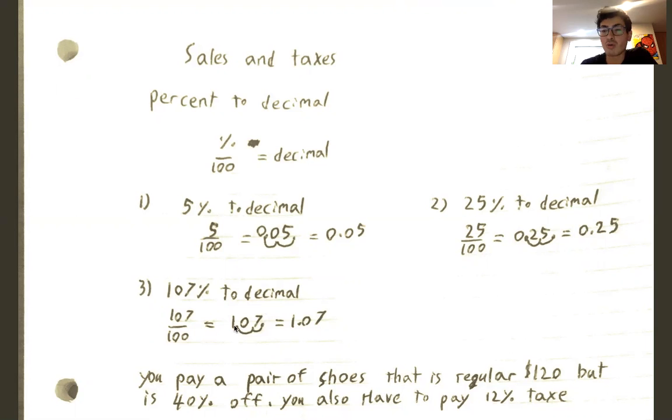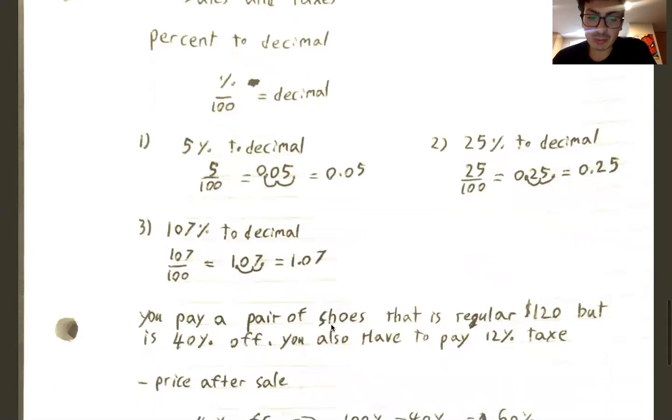So when you have over 100%, if you have like 200%, you'd have a 2.00. But when you have 100 and some percent, it's going to be 1 point, and then that percent that's left over. So just like we have with 5, it was 0.05, here we have 0.07.